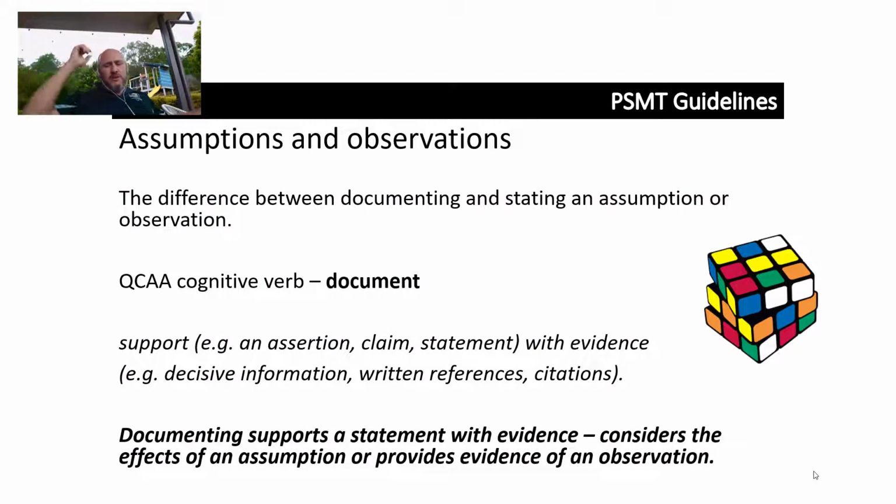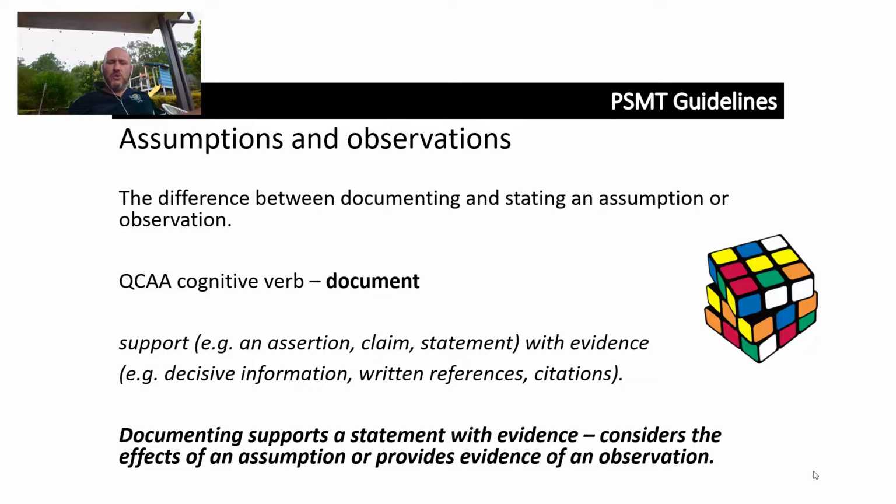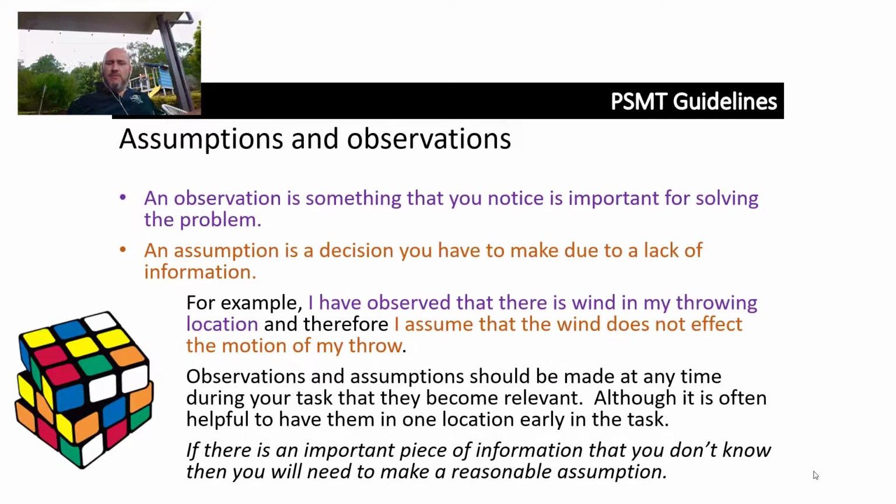So let's talk about documenting, because if you remember, if I go back quickly to here, to get the 1-2 band, you need to just state some assumptions and observations. To get the 3-4 band, you need to document. You'll see that, documenting. So we're going to talk quickly about documenting. So the QCAA cognitive verb document means to support with evidence. You'll see the full definition there, but those 3 words are the key. Support with evidence. So if you make a statement, so you say, let's go back to my original example, I assume the wind does not affect the motion of my throw.